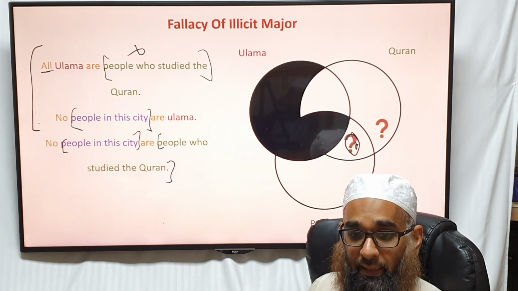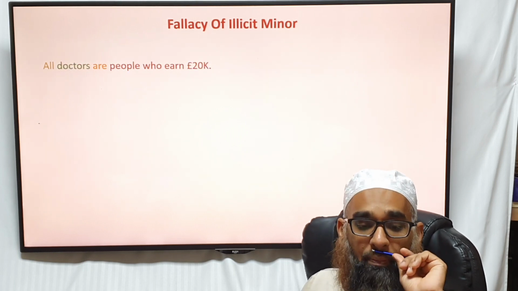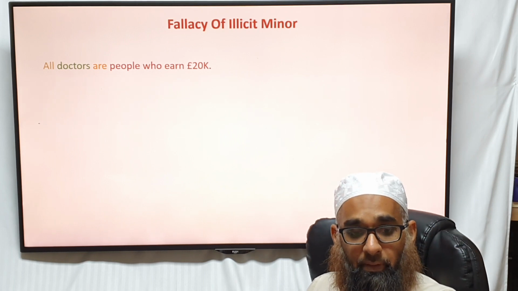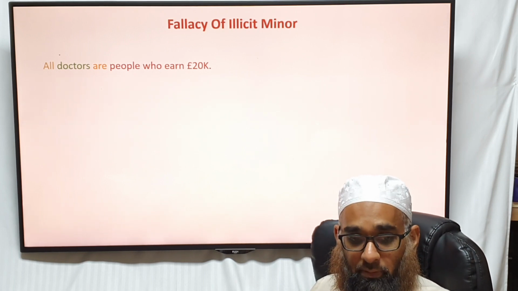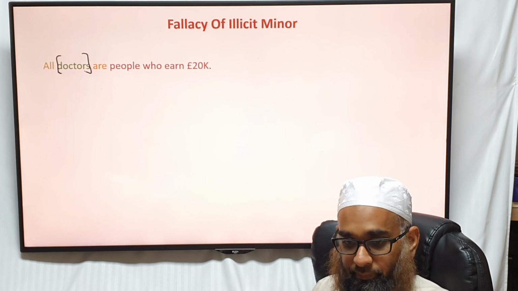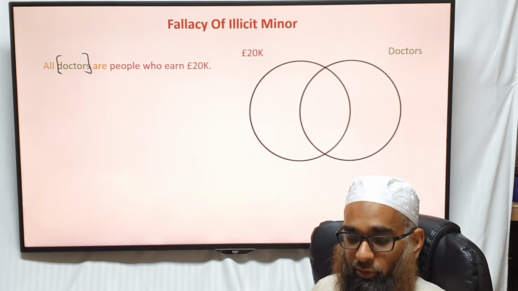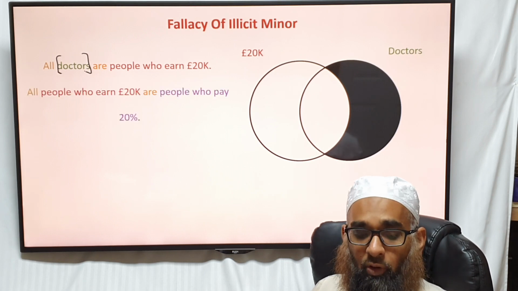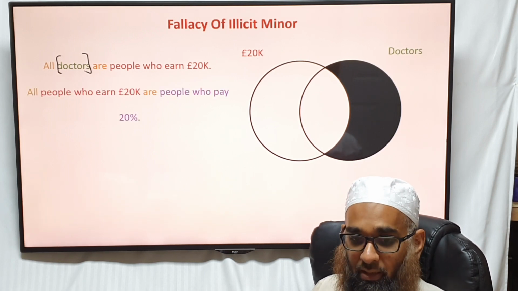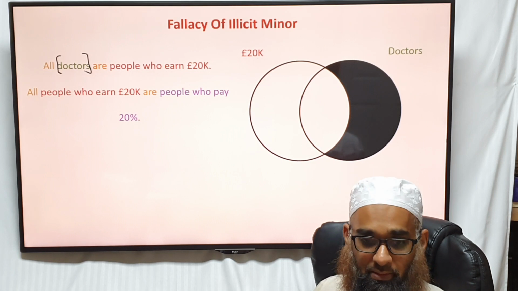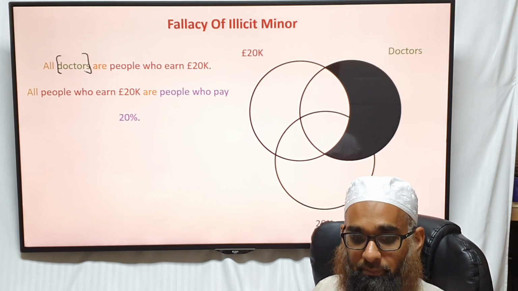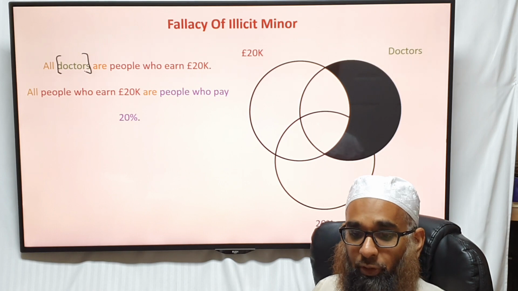Illicit minor. Look at this: all doctors are people who earn 20K. What kind of proposition is this? A. So what's distributed? Doctors. You have doctors and 20K. What's going to be shaded out? Number 3 is going to be shaded out. The next one we have: all people who earn 20K are people who pay 20% tax. So you have here now 20% taxpayers. Where will they be? What are you going to shade out?